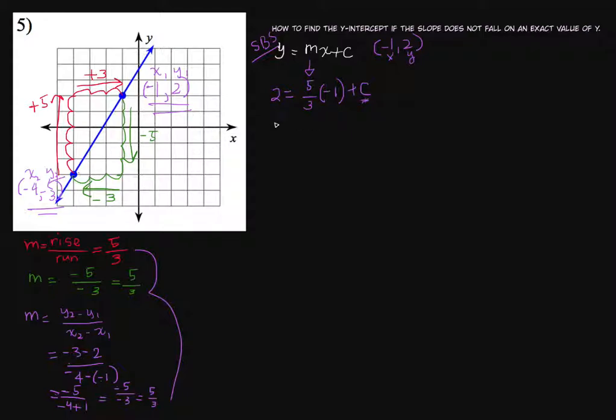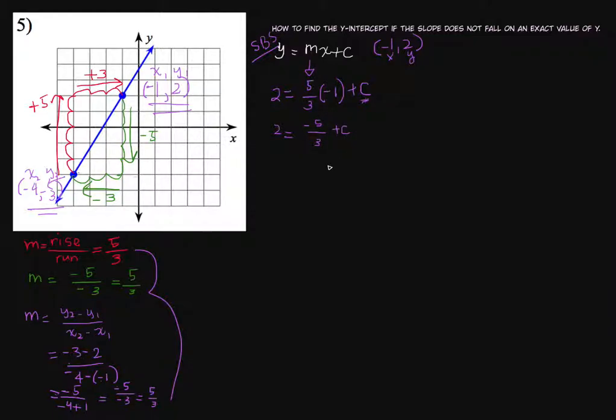So now you can solve it. This becomes 2 is equal to -5 over 3. Miss, why did it become -5 over 3? Because I multiplied +5 over 3 by -1. Negative times positive is negative, okay?